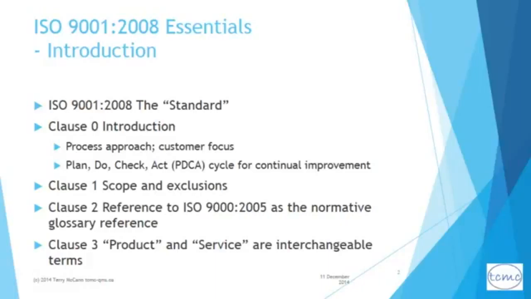Clause 0 is an introduction that briefly describes the process approach adopted by the standard. It takes customer requirements as input and delivers product or services as output for customer satisfaction. There is also an encouragement to use the PDCA, or Plan, Do, Check, Act, methodology for continual quality improvement. Clause 1 covers scope and exclusions. Clauses 2 and 3 cover terminology.